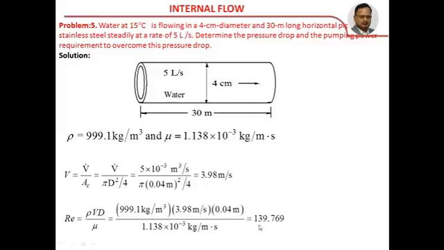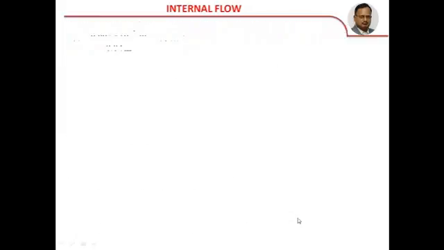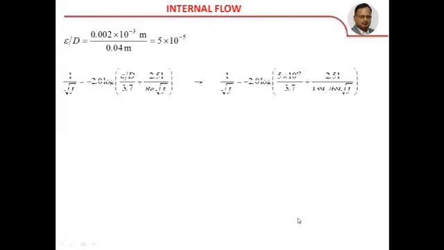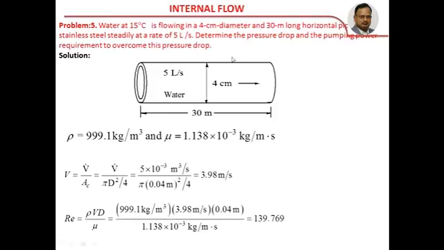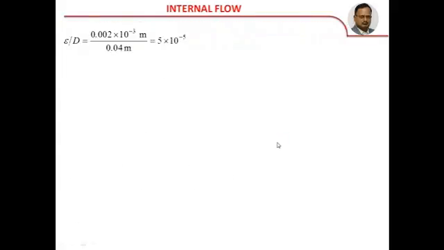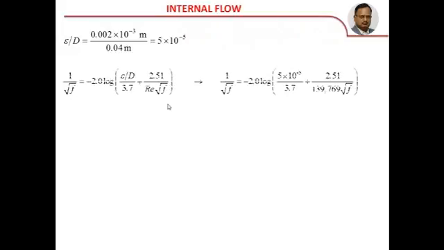So this is the figure. Water is flowing through this pipe. The properties at 15 degrees centigrade, the rho value and mu value, are taken, and the flow rate is 5 liters per second. Therefore the velocity of the fluid flow is the flow rate divided by the cross sectional area, 3.98. Then rho V d by mu is greater than 2300, hence the flow is turbulent.